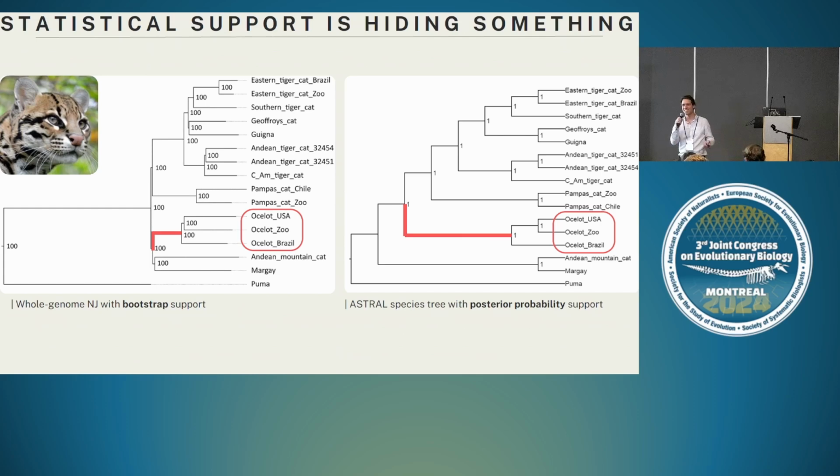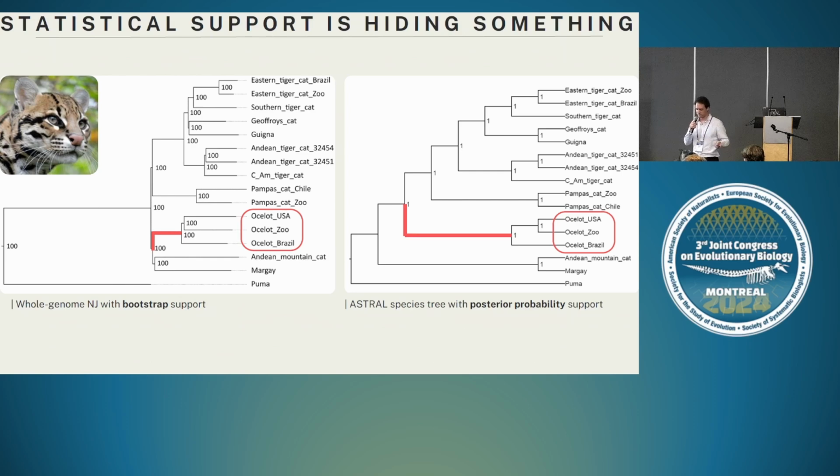Not really, actually. On the left, you're looking at a whole genome neighbor joining tree, annotated with bootstrap support. And on the right, you're looking at an ASTRAL species tree with local posterior probability support. And you'll see that the ocelot is in a different position in these phylogenies, even though support is at its maximum at every node.